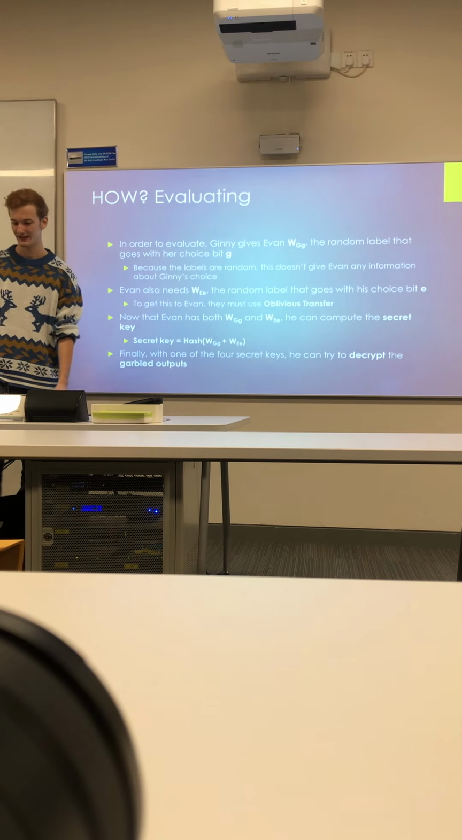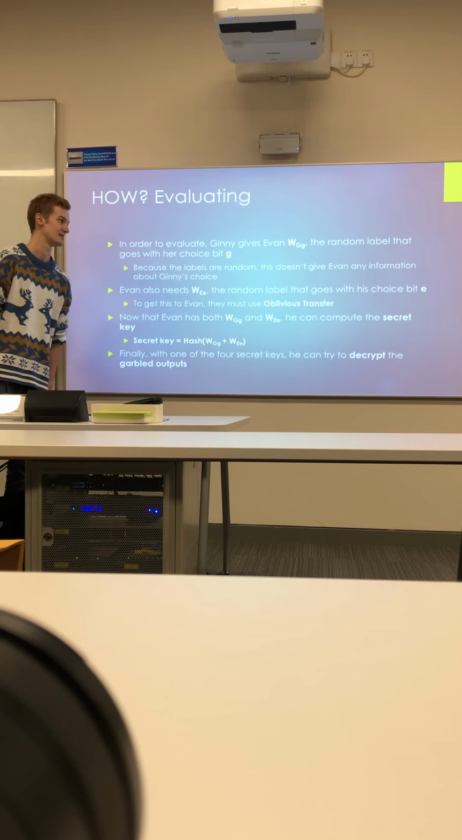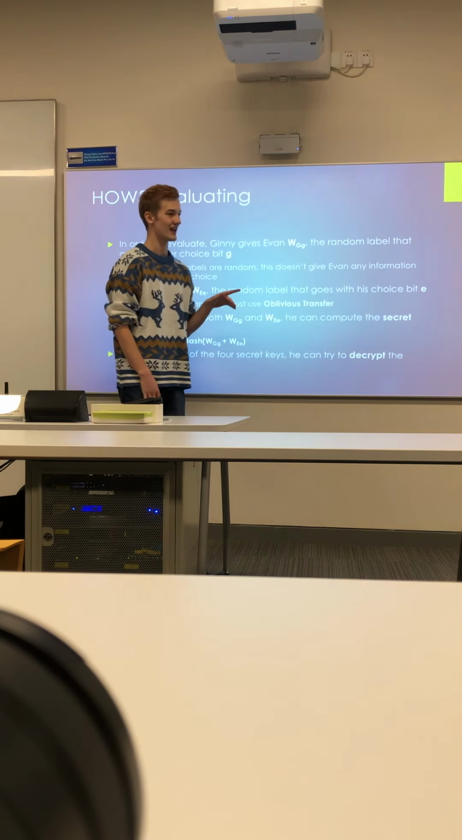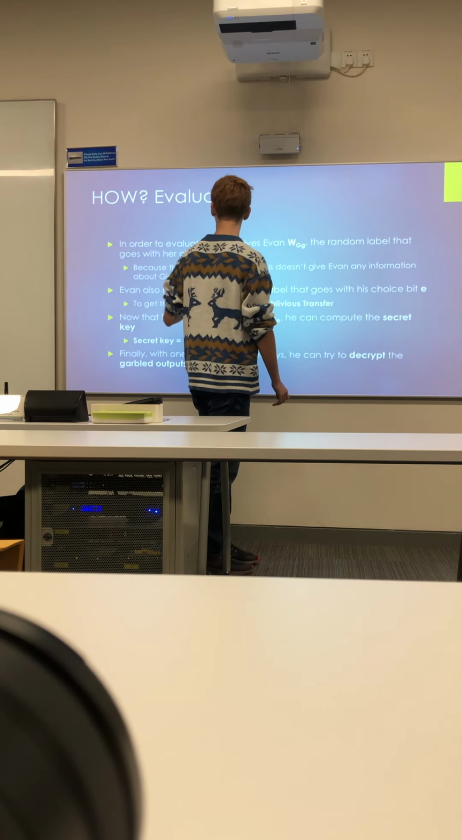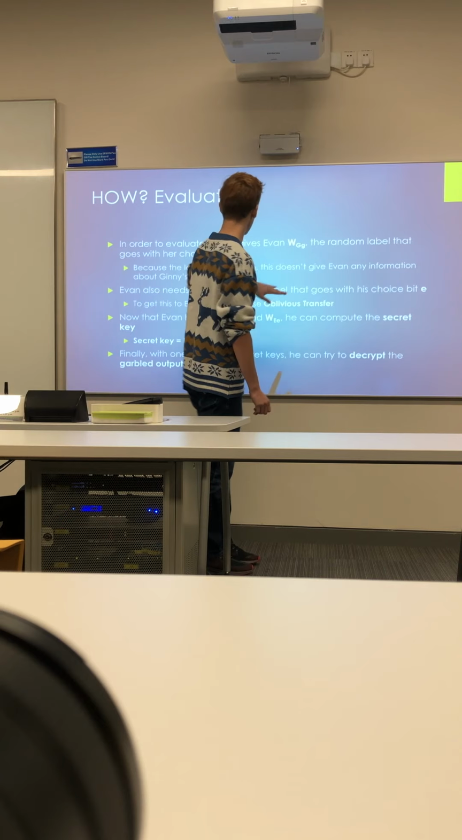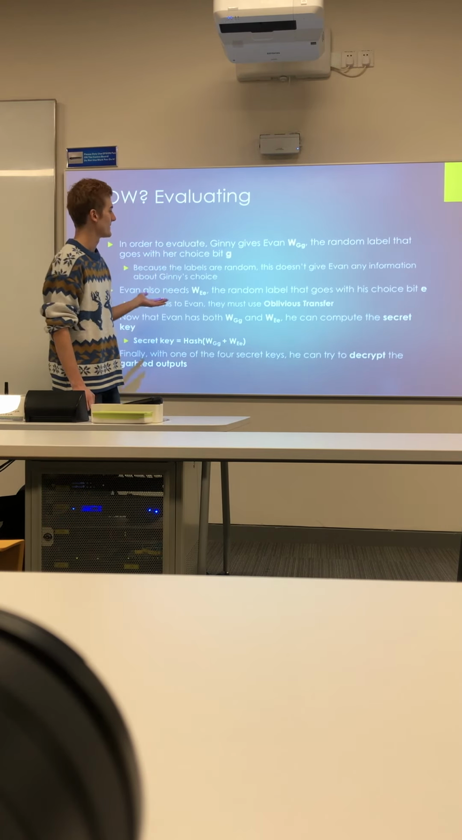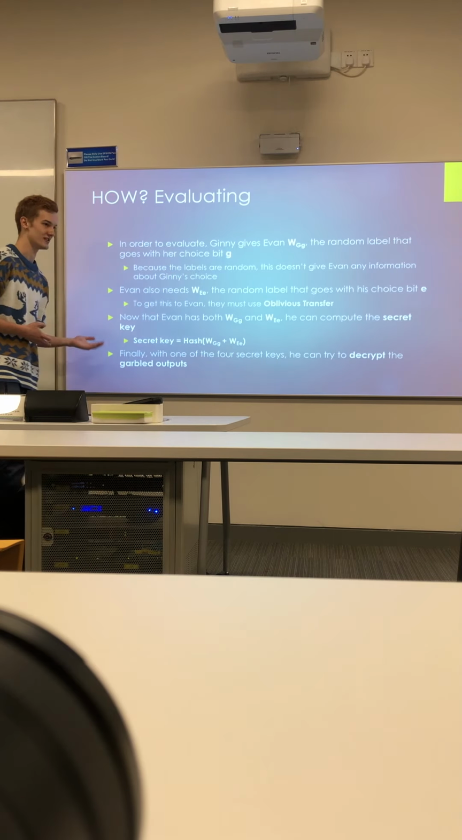Now the next part is probably the most important part. It's where Evan actually evaluates what the output of the function is going to be. So in order to evaluate, Evan needs to get the specific random label that goes with her choice bit G. Because it's just a random label, it doesn't tell Evan any information about what her choice was.